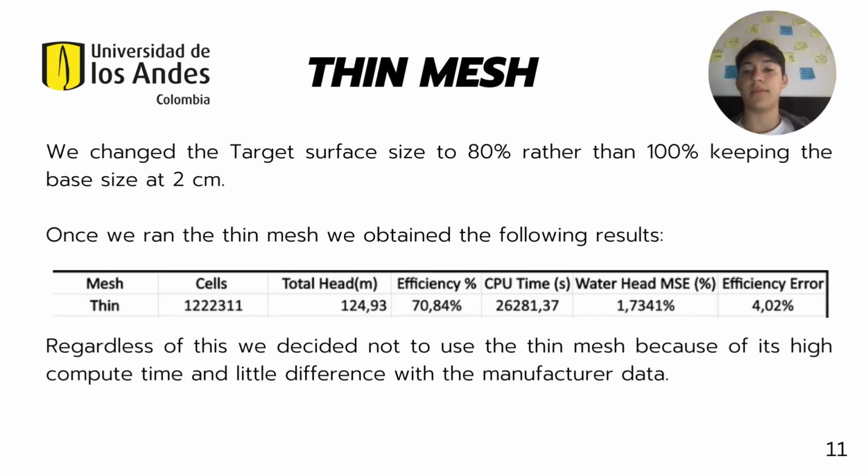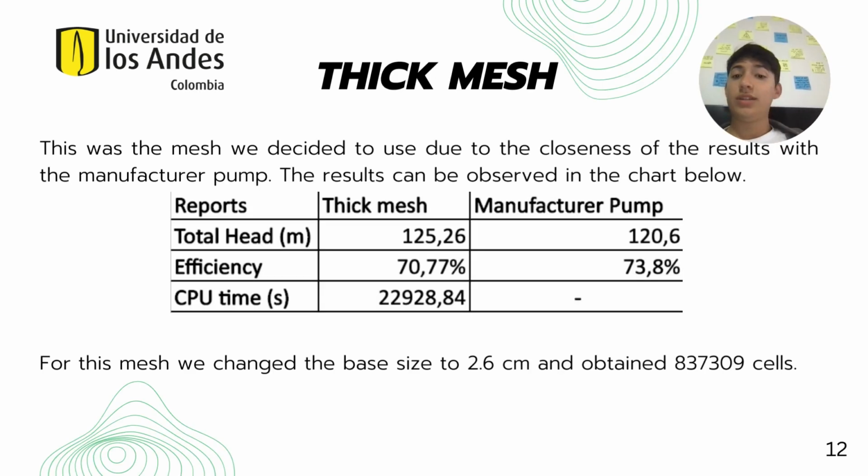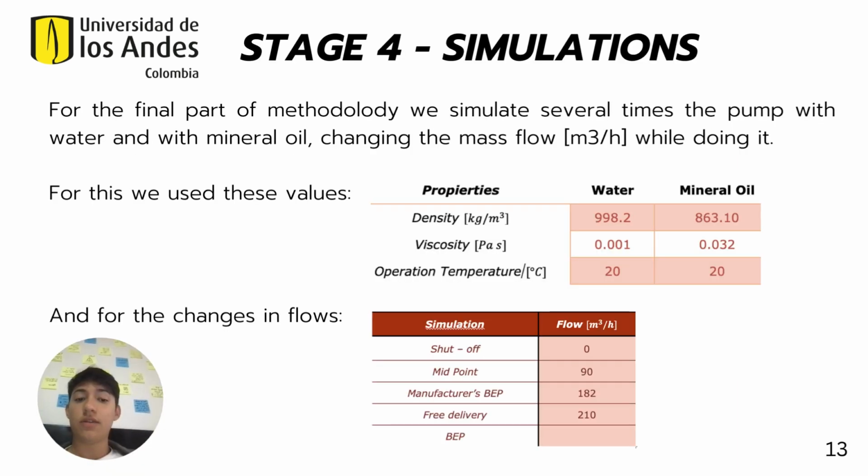For the thick layer, we increased the base size to 2.6 centimeters and obtained the following results, where we can see a total head of 125 meters and an efficiency of 70.77%. Here we can compare it with the manufacturer pump data. This mesh was selected as the best mesh because of its closeness to the manufacturer data, and it was used to make all the simulations from now on. Finally, in stage 4, we simulated a total of 15 simulations, 9 for water and 6 for mineral oil.